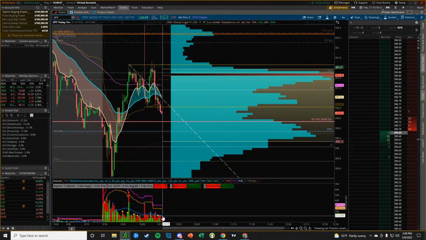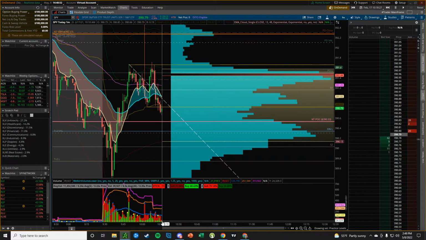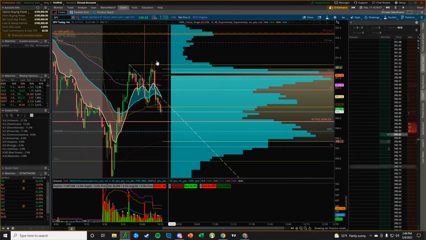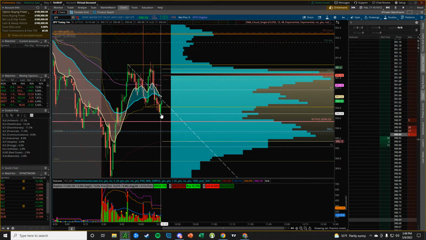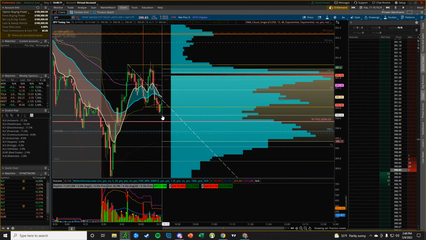Here we go. Got a little bit of a peak of volume. Let's see if it dies off a little bit here. Pushing back through, right off of VWAP. All right, we're going to go ahead and enter long, and we're going to use the low as our stop out.